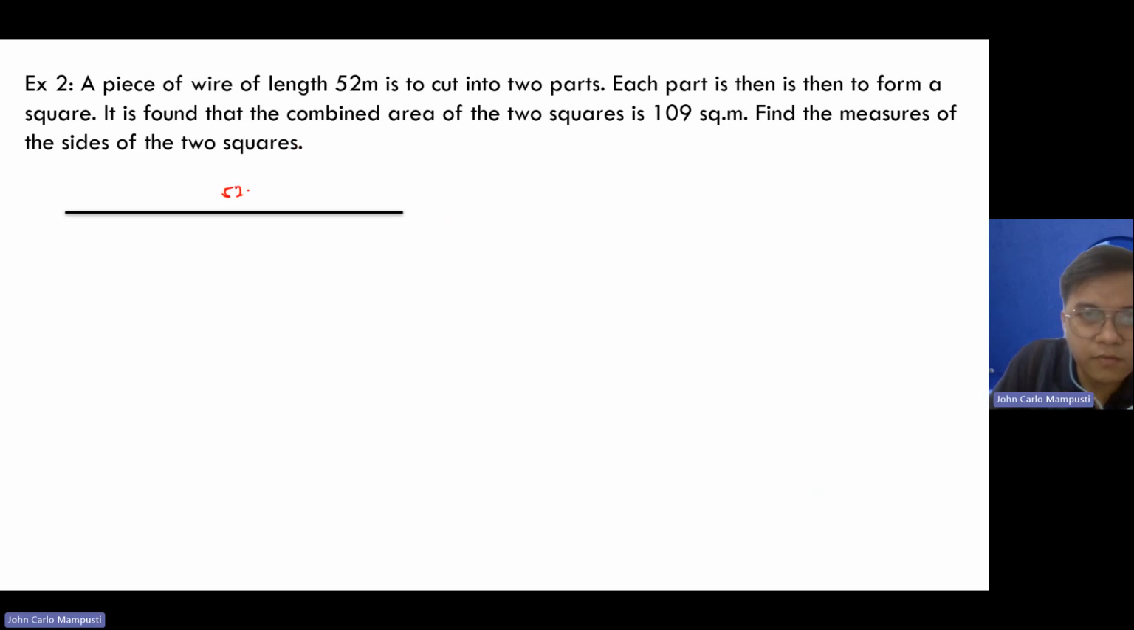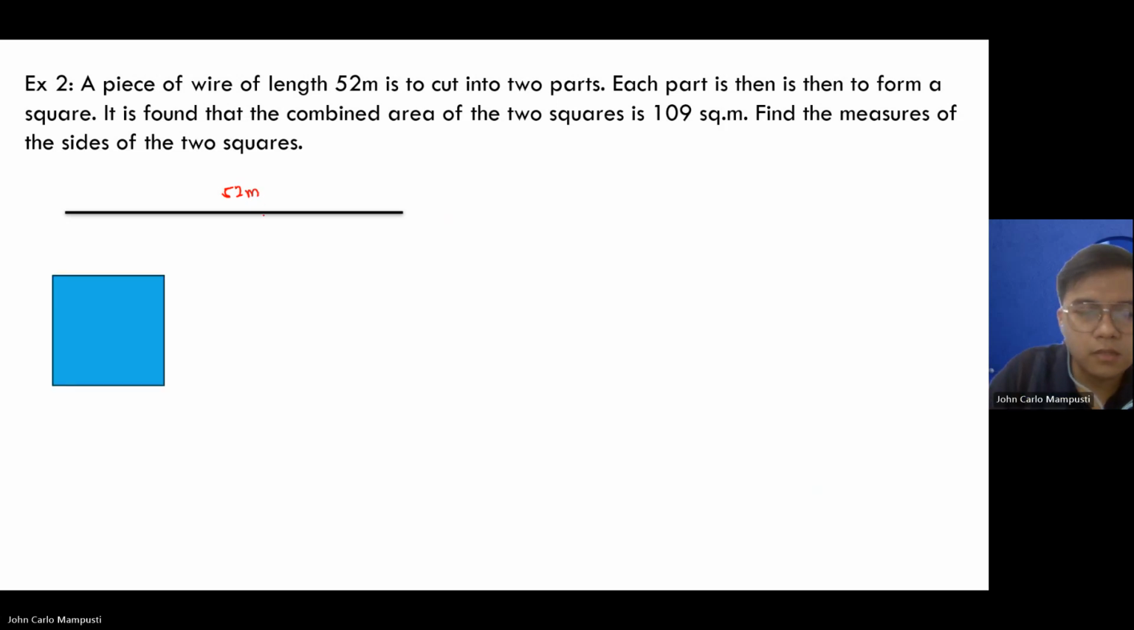So let's say this is a piece of wire that is 52 meters. So yung length nito, this is 52 meters. Here, dinivide siya into 2. So, ito yung division niya. Yung itong part na 'to ginawang square. This is our area 1. This one naman is yung maliit na square. So, this is our area 2. Or square number 1, square number 2.